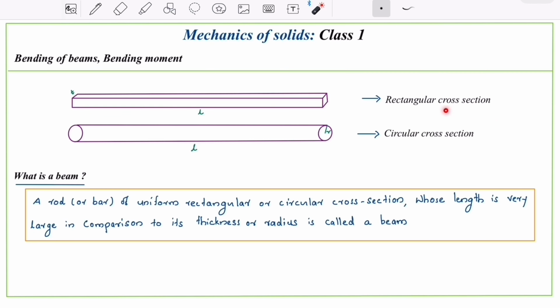In the first figure, a beam of rectangular cross-section is drawn with a length L and thickness T, whereas in the second figure, a rod of circular cross-section is shown with a length L and a radius R. In both cases, we can see that the length is much greater compared to its thickness or radius.